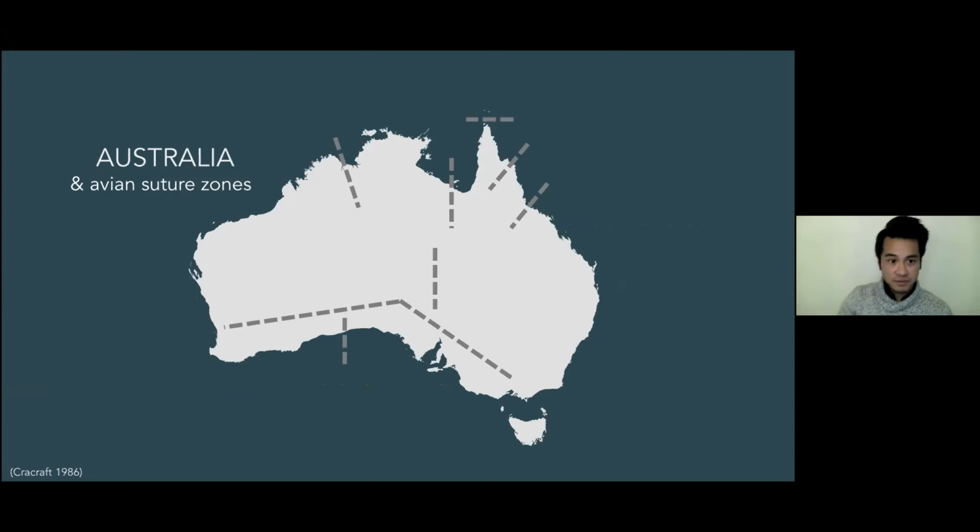To start things off, Australian avian suture zones. Australia is a great system for this because a lot of these avian suture zones have already been mapped out by Joel Cracraft in 1986. The dashed lines you see here are the transition zones, or he wasn't calling them suture zones at the time, transition zones of these birds where you see a transition from one population, say one phenotypic morph or one subspecies, to another. There are quite a few that he's already mapped out, so it's really convenient because I can just pick out from these systems what to study.